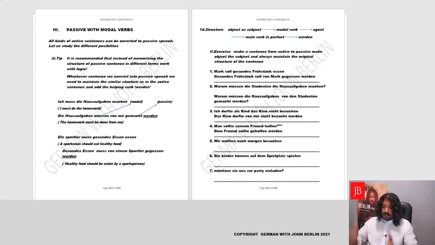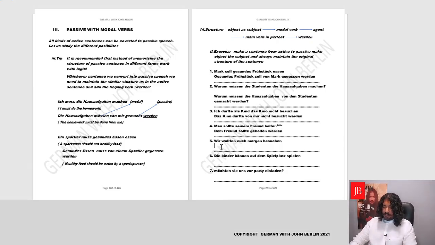So that's the step. Maintain the structure, change the voice, introduce the helping verb. These are your 3 points to turn any active sentence into passive. So we maintain the structure, change the voice, and introduce the helping verb.